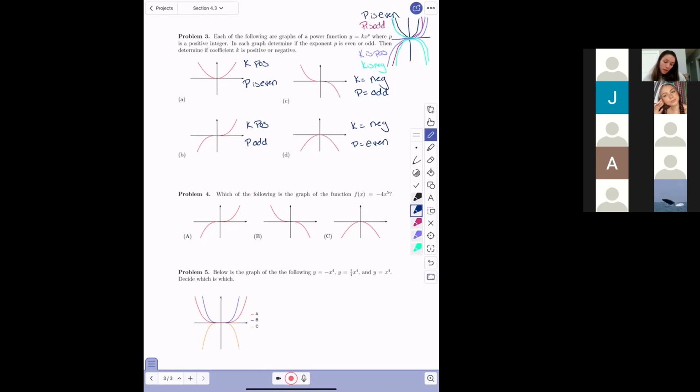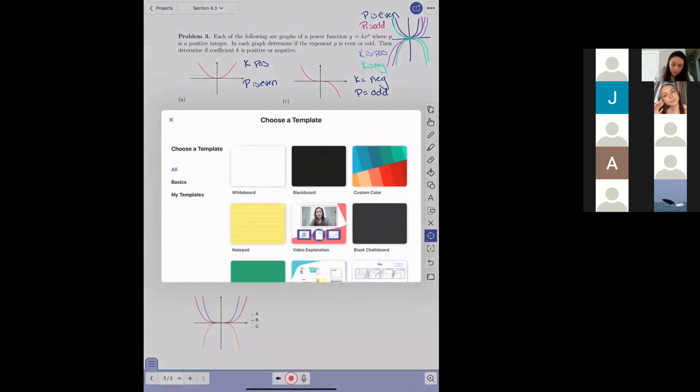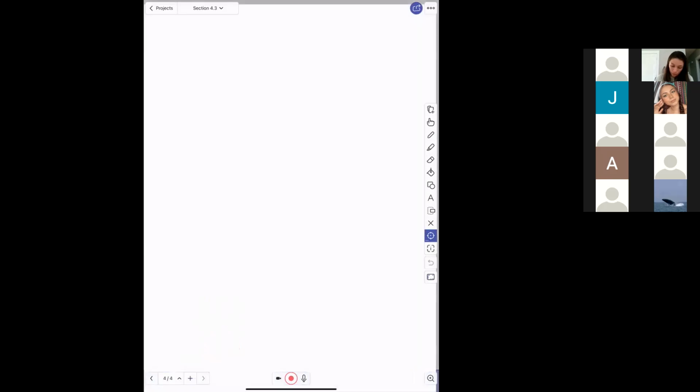Problem 4, which of the following is the graph of the function? I have a question for B and C. Yep, so they're both. Oh wait, never mind. Okay, knowing how it's even or odd, we'll go over that one more time. Actually.